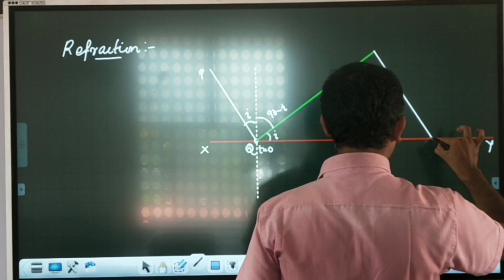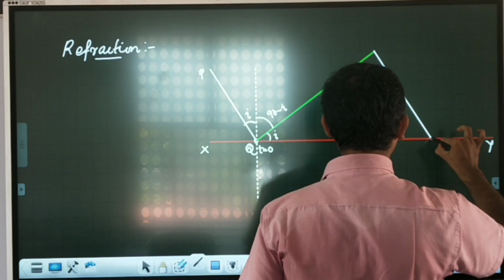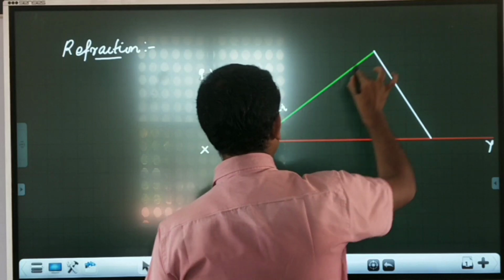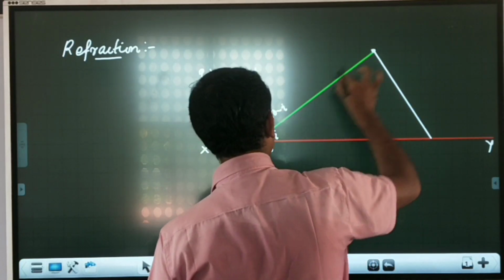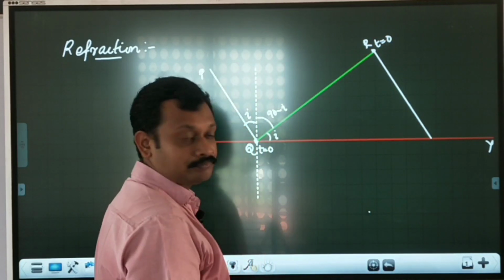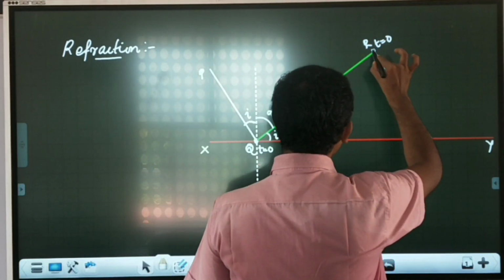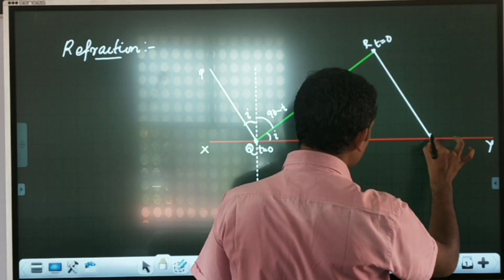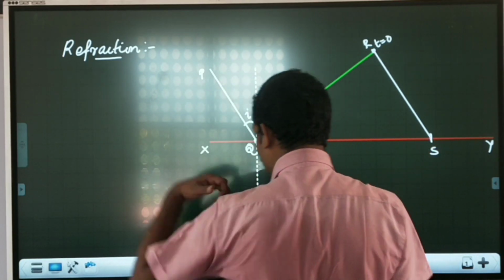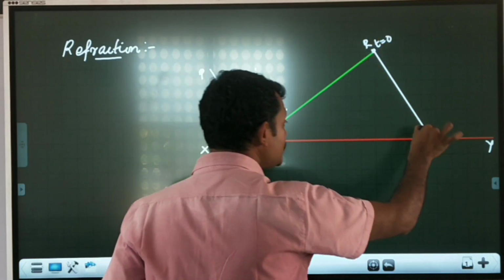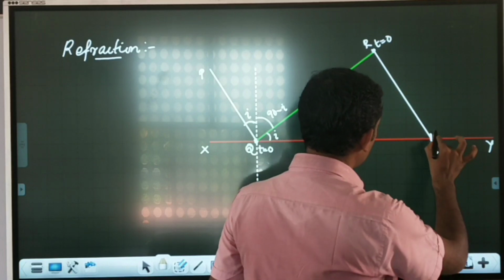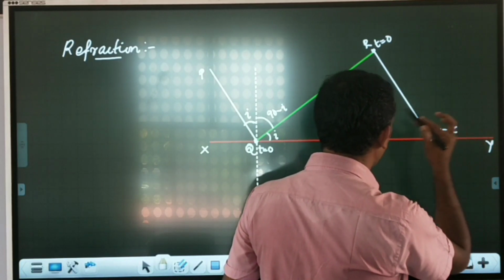Now at t equal to 0, this is the location of this wavefront, right? So this is the point, and if I say QR, this is the wavefront at t equal to 0. At what time will this point R strike the point S? I will say that it is equal to tau.